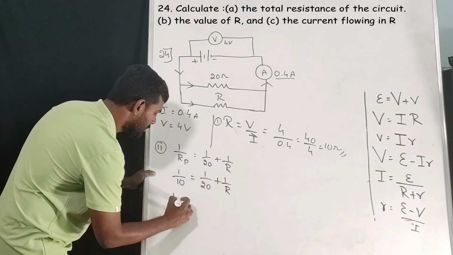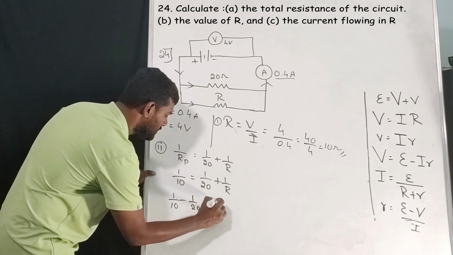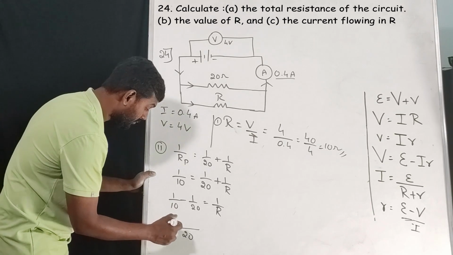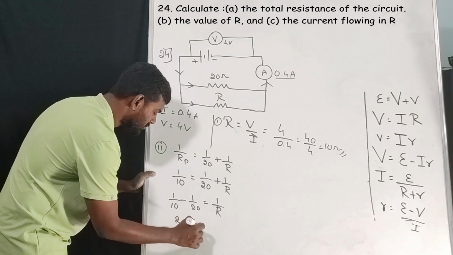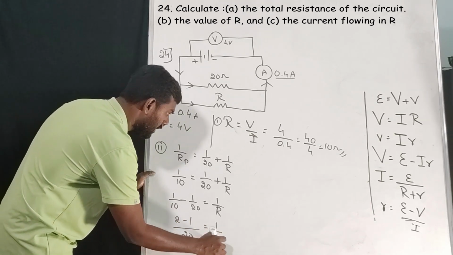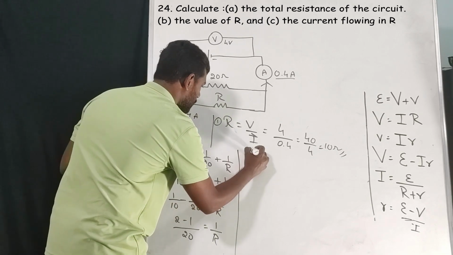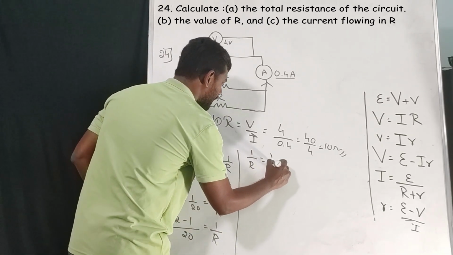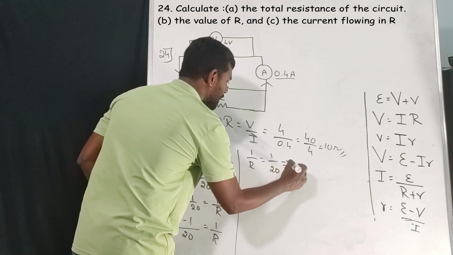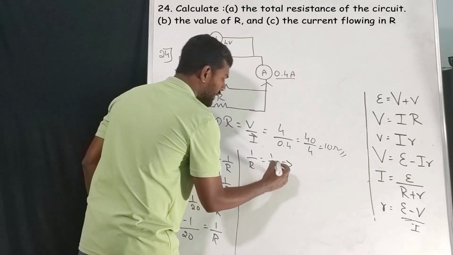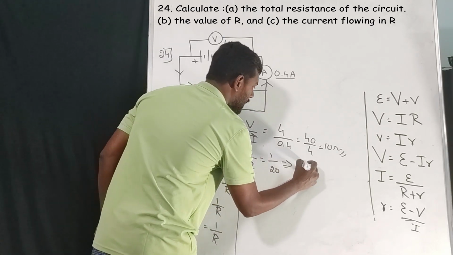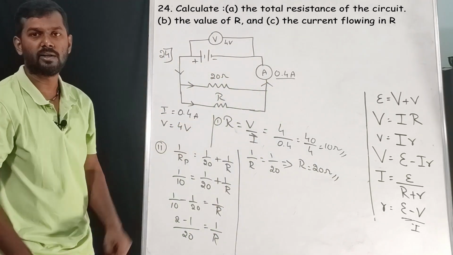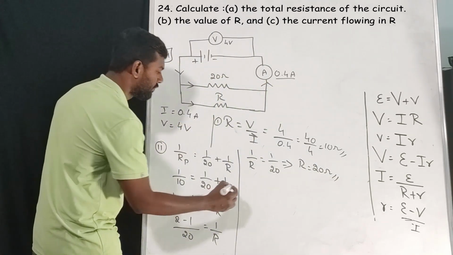So 1 by 10 minus 1 by 20 is equal to 1 by R. LCM will be 20, and here 2 minus 1, equal to 1 by R. So 1 by R is equal to 1 by 20, and you have to take the reciprocal, right? This is 1 by R, so R is equal to 20. That's it. This is how we find the value of resistance.